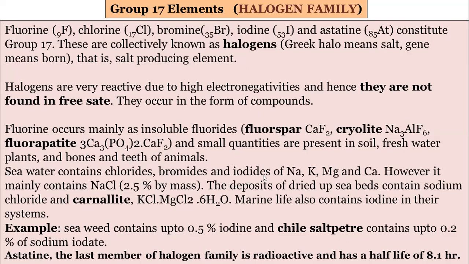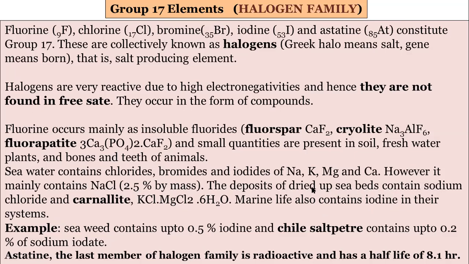And bromine, chlorine, where is chlorine found? Seawater contains chlorides, bromides, and iodides of sodium, potassium, magnesium, and calcium. However, mainly NaCl, 2.5 percentage by mass. Then the deposits of dried up sea beds contain sodium chloride and carnallite, KCl.MgCl2.6H2O. Marine life also contains iodine in their systems. So this is the occurrence of chlorine, bromine, and iodine. Mainly chlorine is found in NaCl, 2.5 percentage by mass. Then the deposits of dried up seabeds.